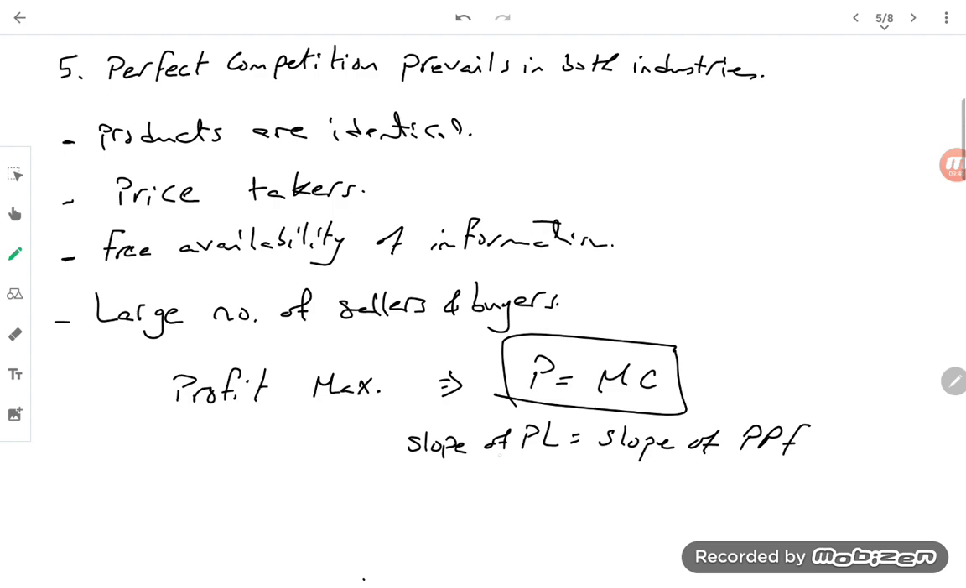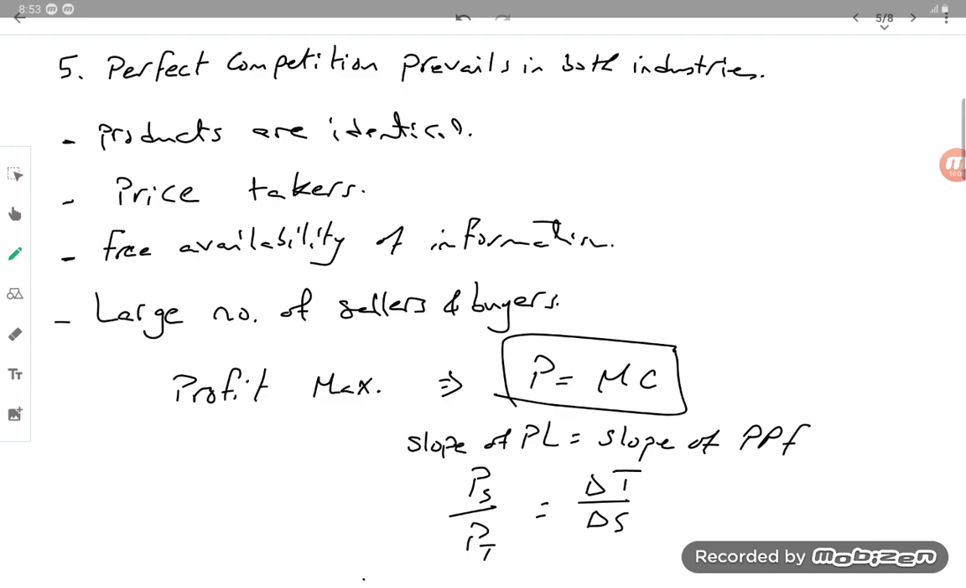So the profit maximizing condition in case of perfect competition can be written as PS over PT, which is the relative price of commodity S, is equivalent to delta T over delta S, which is the opportunity cost or the slope of PPF.